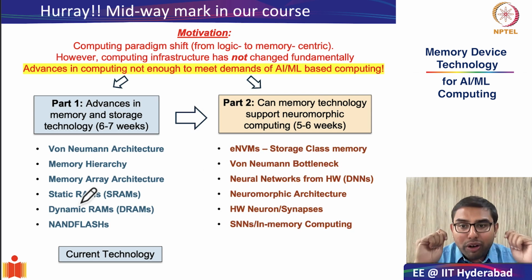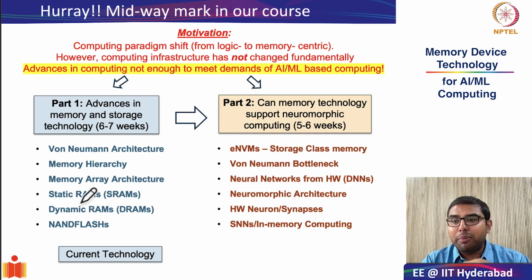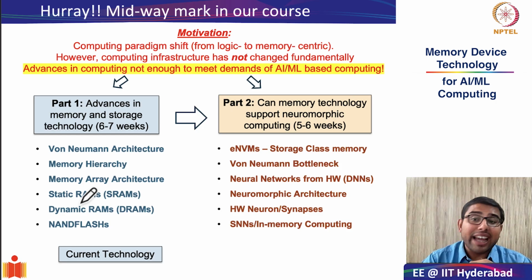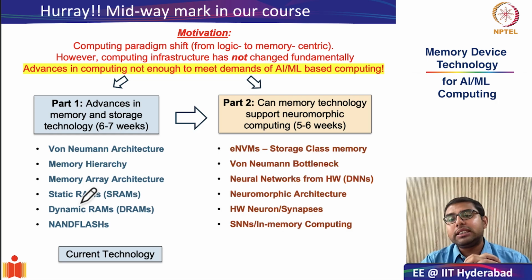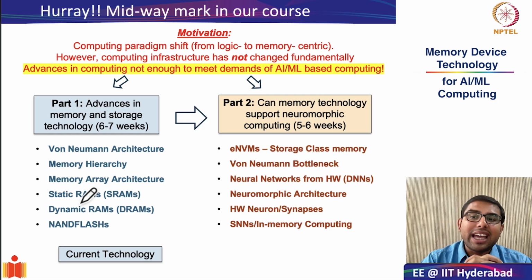This is a nice time to reflect, to pause, and also to celebrate, because we are more than half through our course. So I just want to bring out our motivation slide just to reorient ourselves. We have finished the first part of our course where we have covered the advances in current memory and storage device technology. We looked at the von Neumann architecture, the memory hierarchy, the array architecture, and spent quite some time looking at SRAM, DRAMs, and NAND flash. This forms the core of current modern day technology.